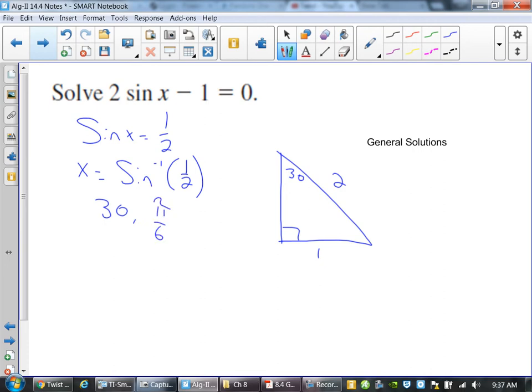What other quadrant is sine positive? 2. What's the angle then coming up? Reference angle, come up. 150. Otherwise known as? Okay. What we're doing here is not the general solution. We're looking for all possible solutions when x is between 0 and 2 pi. Okay. That's what we're looking at.